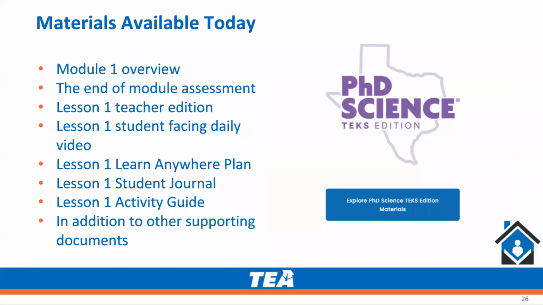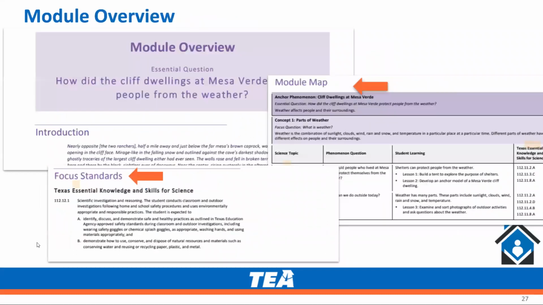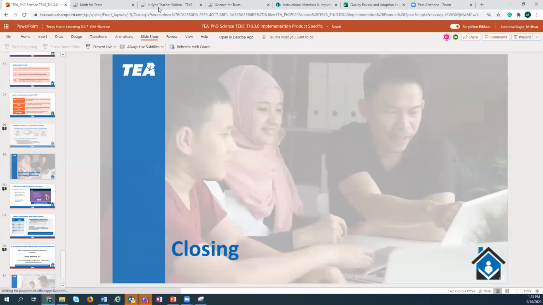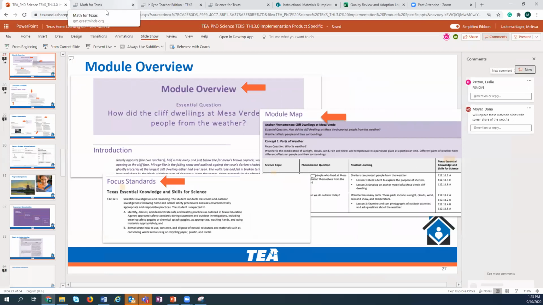So some materials that are going to be available today, and I'm going to take you to that website in just a second, are the module overview, end of module assessment, lesson 1 teacher edition, student facing daily videos, learn anywhere plans, and a student journal activity guide. In addition, some other supporting documents, including some pacing guides, will be going up. So I'm going to quickly jump over and show you the website and how you can get there.